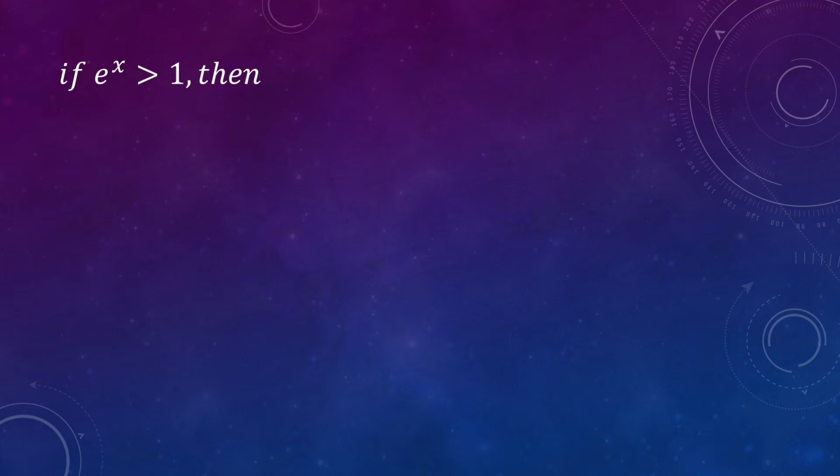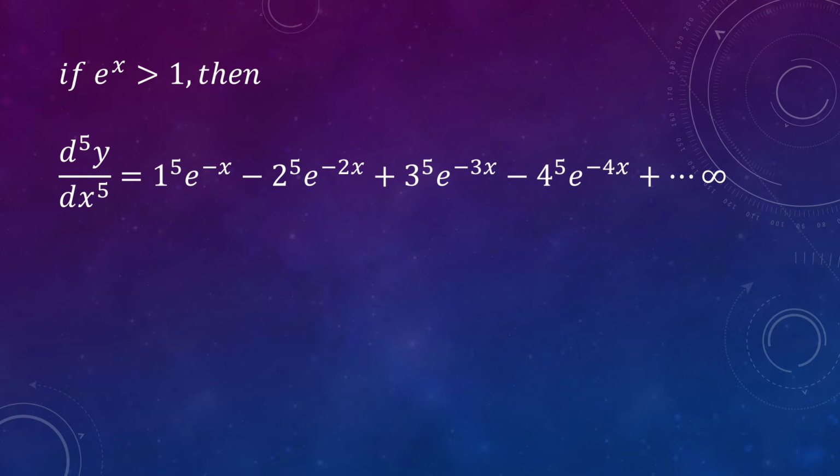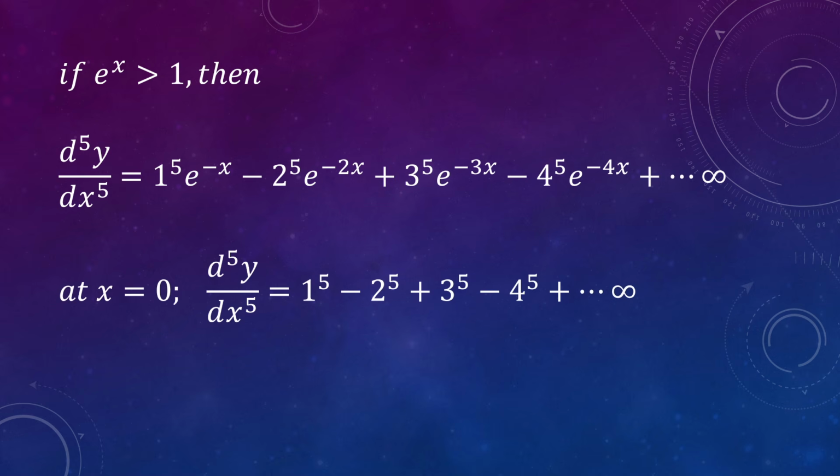Now, if e raised to x is greater than 1, then the fifth derivative of y with respect to x can be written in this way. And at x equal to 0, the fifth derivative of y with respect to x will be equal to this expression. So for all values of x, the fifth derivative of y with respect to x at x equal to 0 equals the same expression.